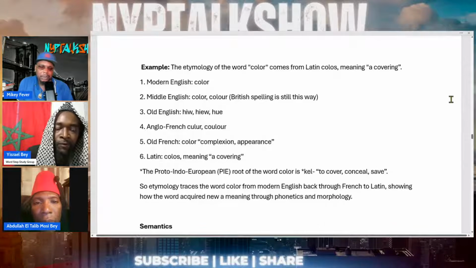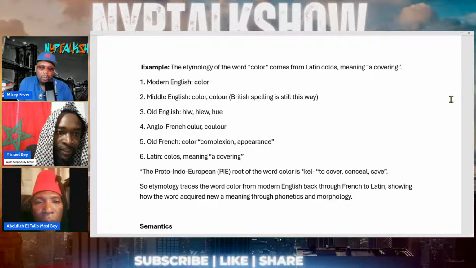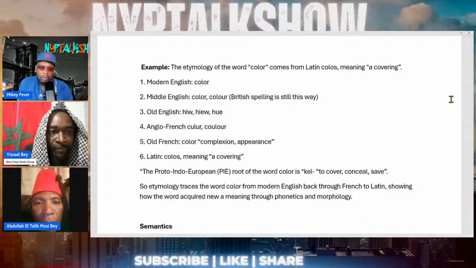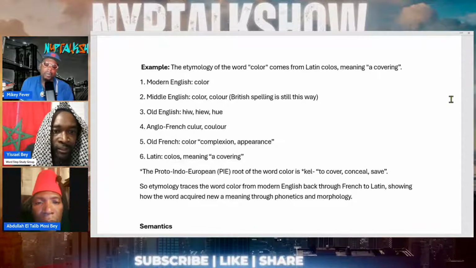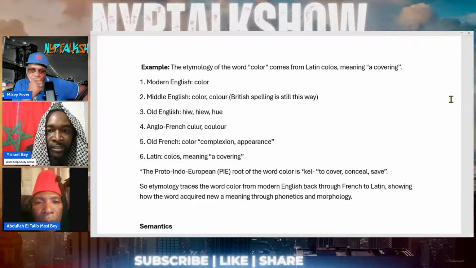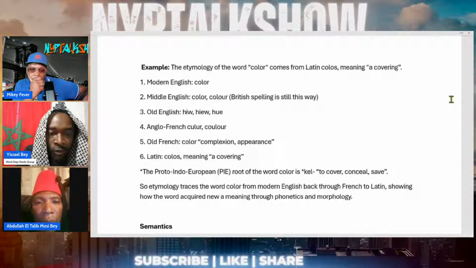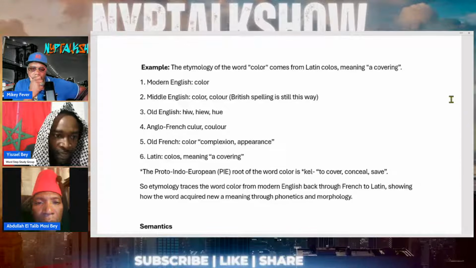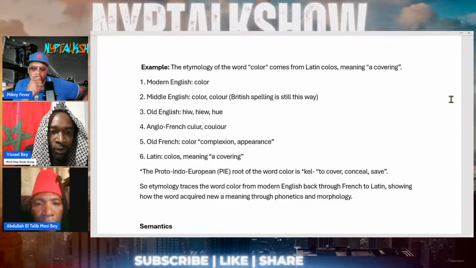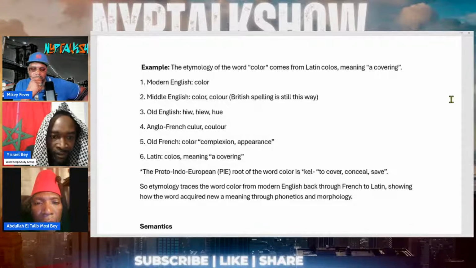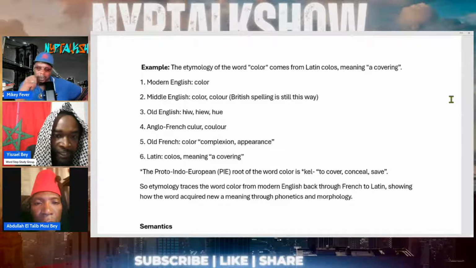So, for example, the etymology of the word color comes from Latin colos, meaning a covering. In modern English, we have the word color. Going back in time, Middle English, color. British spelling is still this way, C-O-L-O-U-R. Old English, hue, H-I-W, or hue, H-I-E-W, or hue, H-U-E. Anglo-French, couleur, C-U-L-U-R, and couleur, C-O-U-L-O-U-R. Old French, color, complexion, appearance. Latin, colos, meaning a covering.